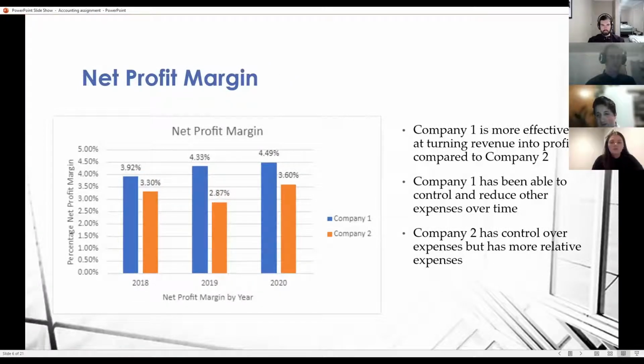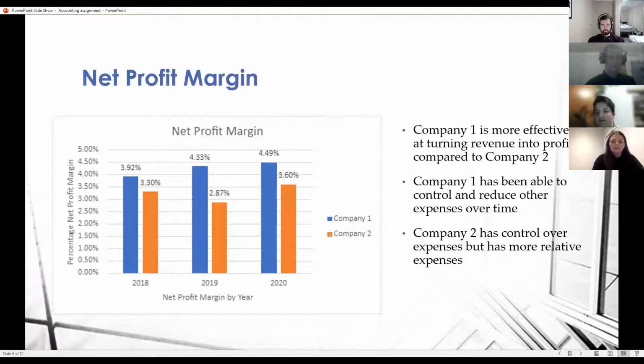In regards to the net profit margin, Company 1 can be said to be more effective at turning revenue into profit compared to Company 2, as Company 1 has been able to control and reduce other expenses over time. If we compare this to the previous chart, we can see that Company 1 is actually increasing its net profit margin, but the gross profit margin had remained stable.